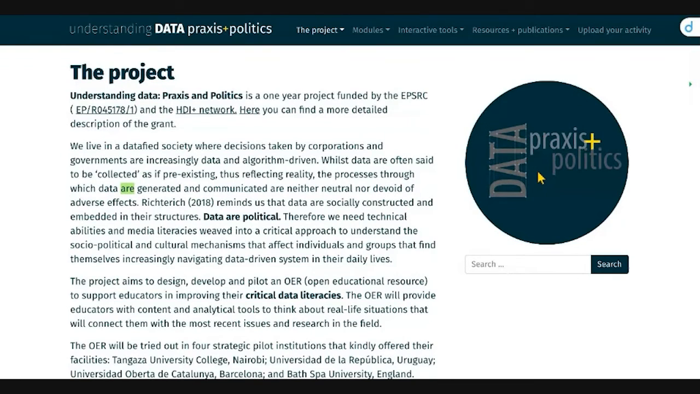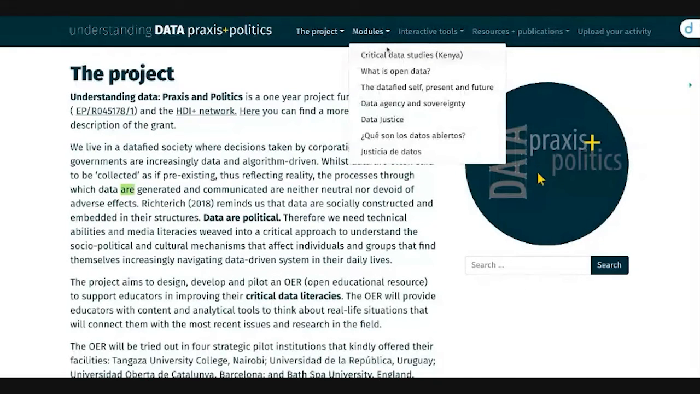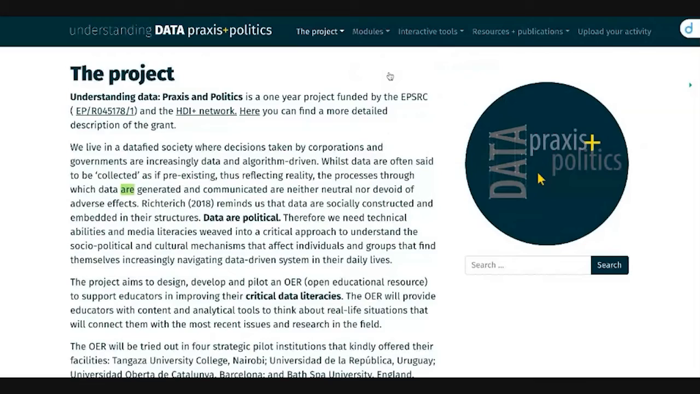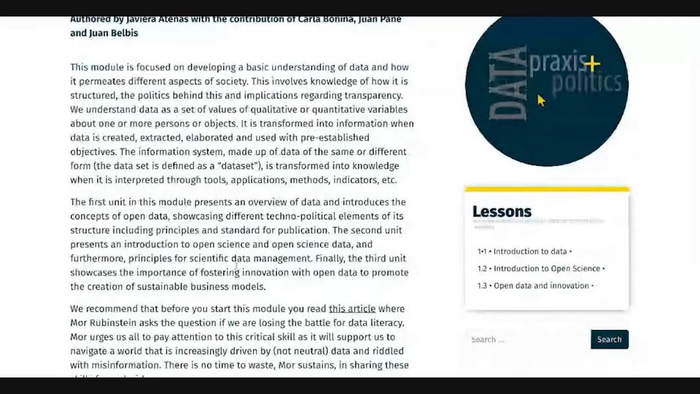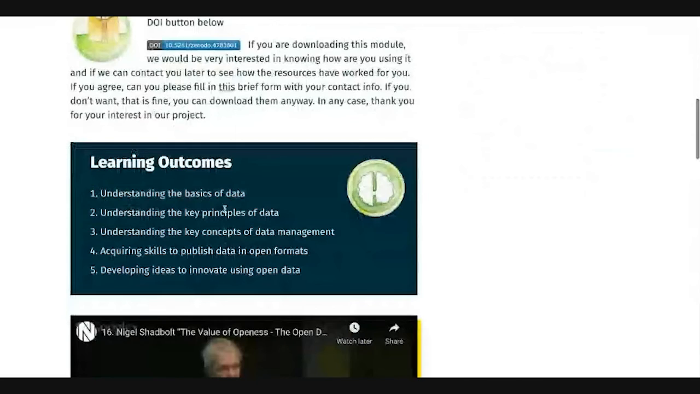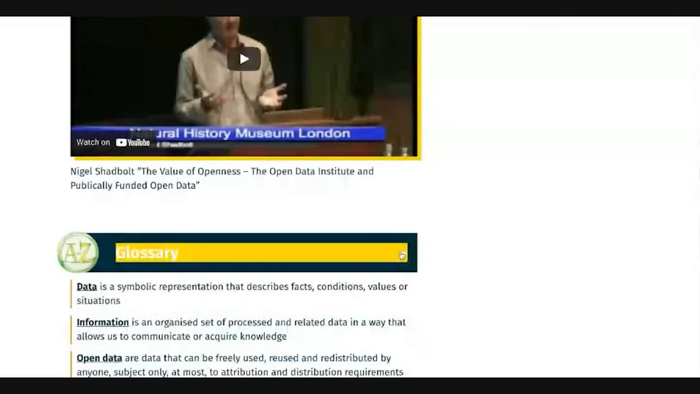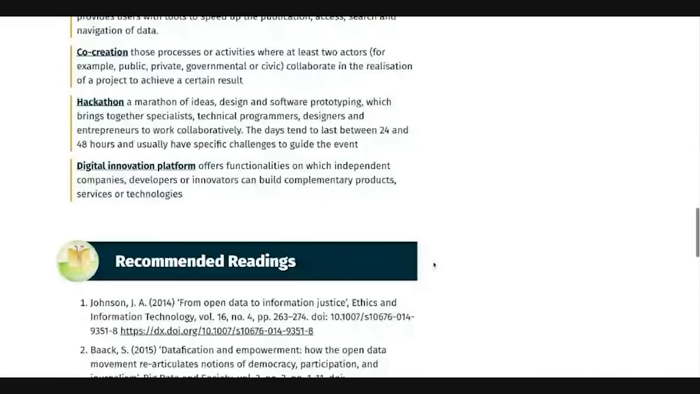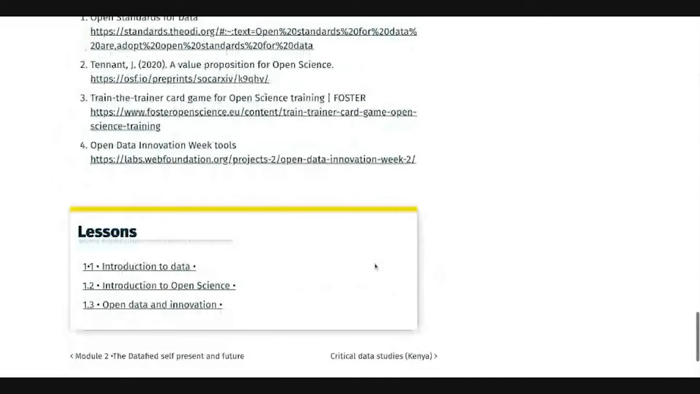So this is the main site, a WordPress site, and we have different tabs where we have the modules. In the modules you can see, for example, if we touch on this one, there is the module, here are the lessons on the right-hand side, this is the introduction, here is the module to be downloaded, here are the learning outcomes, the initial media that we suggest to begin with. We have a glossary term that is linked to the sources, recommended readings, and then we have key complementary resources, and you can go then to each of these units if you wish.